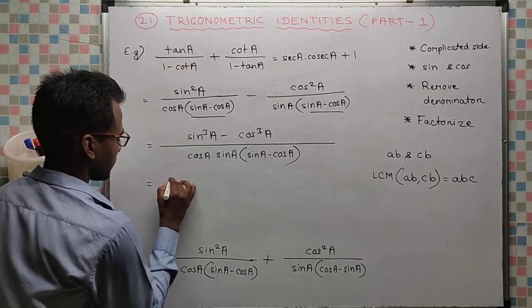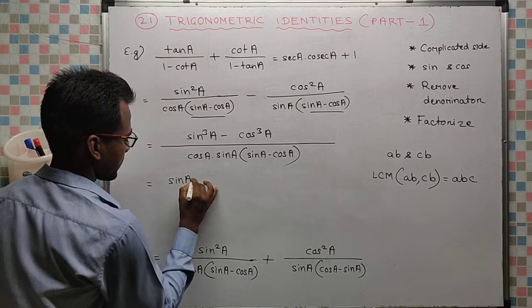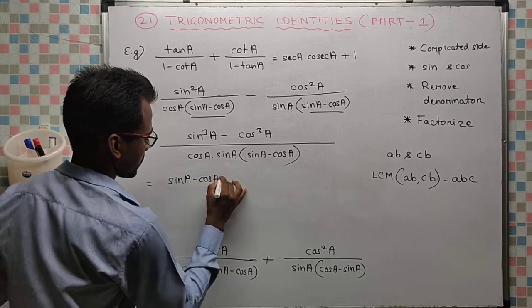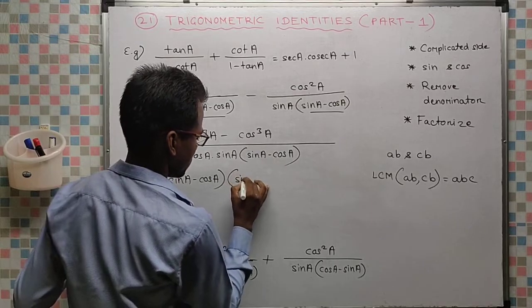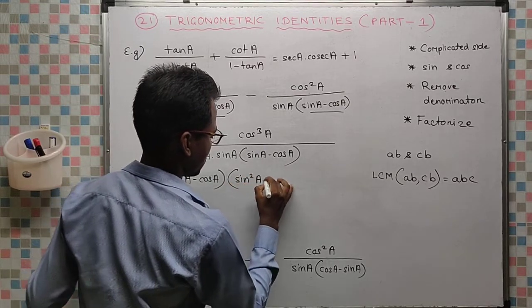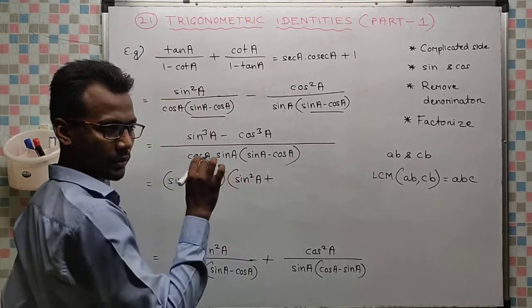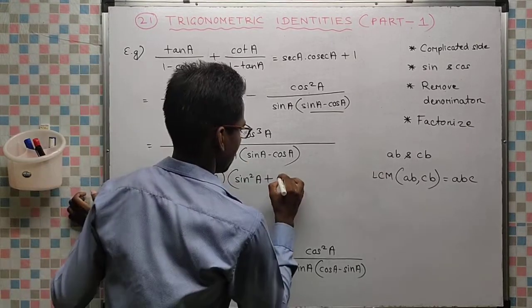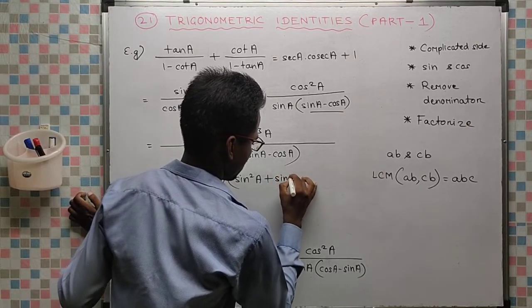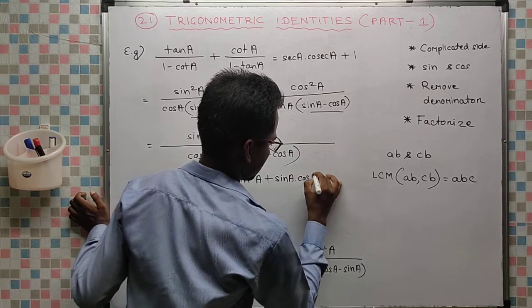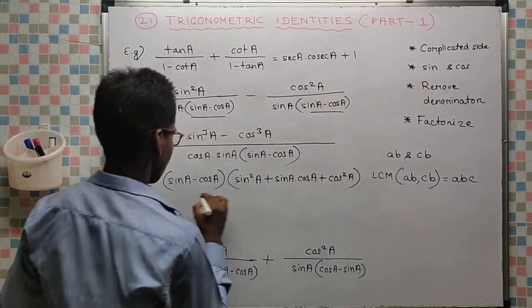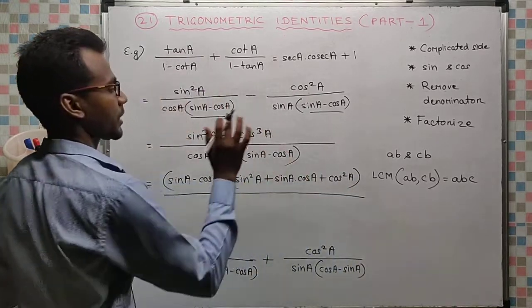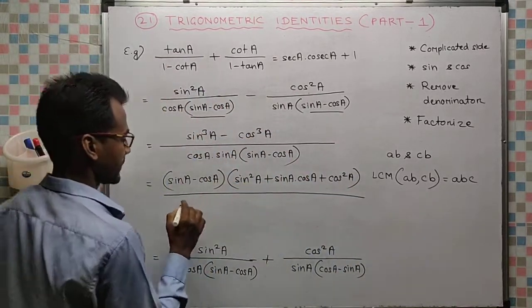So a minus b means sin A minus cos A, whole into a square plus ab plus b square, that is sin square A plus sin A cos A plus cos square A. So the numerator is completely factorized.